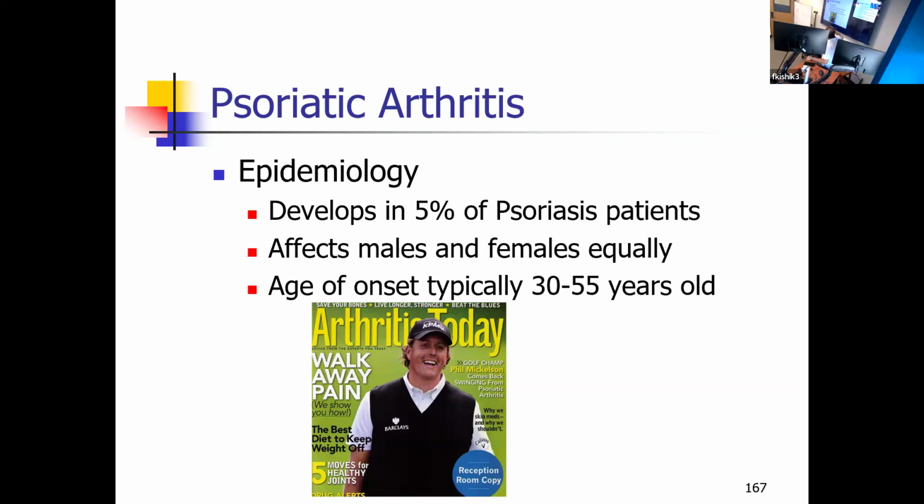So, patients who have psoriasis will tend to have arthritis. About 5% of the patients who have psoriasis will get psoriatic arthritis. Males and females are equally affected, but we tend to see this in the ages between 30 and 55.